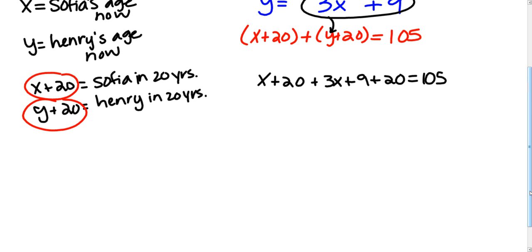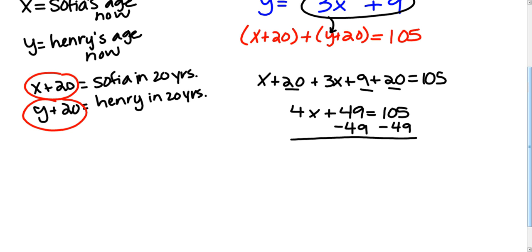Okay, and so when I combine my like terms, I have 4x plus 49, 20 plus 9 plus 20 is 49, equals 105. And I will subtract that 49. And I will get 56. And I will divide by 4. And x will be 28.